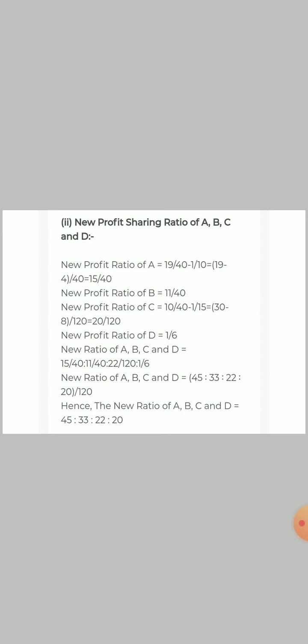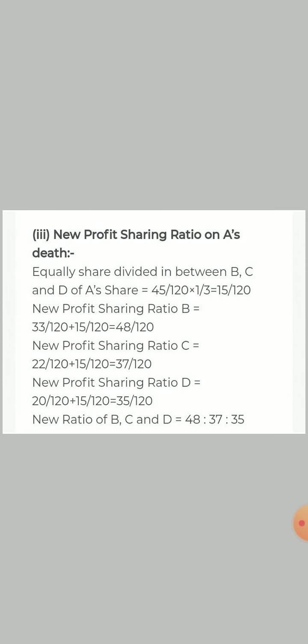Now in the last point they say that A dies and his share was taken over equally by B, C and D. A's share is 45/120, which the three partners divide equally, that is 15/120 each. So B's share was 33 earlier, now he will get 15 more, so it will be 48/120. For C it will be 37/120 and for D it will be 20/120 plus 15/120, that is 35/120.